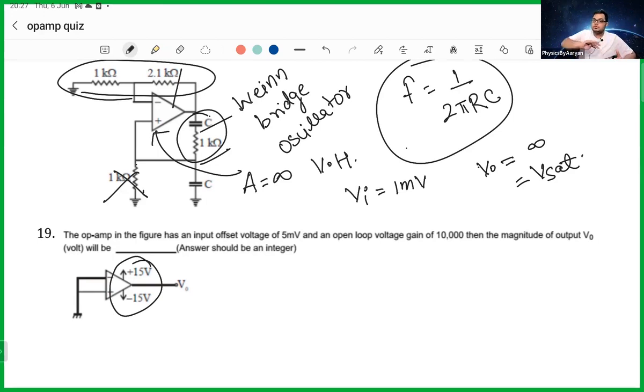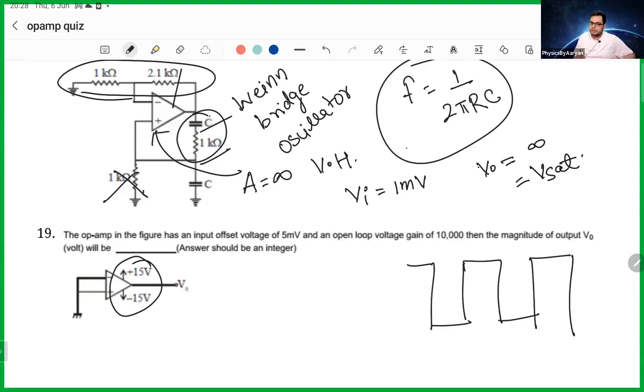So the voltage cannot go to infinity, so it will go to V saturation. When the input is positive, it is positive saturation, and when the input is negative, it is minus saturation. So it will just keep oscillating between plus saturation and minus saturation. So it becomes an oscillator, oscillating between two voltages, V saturation and minus V saturation. This will be your graph. That is why it is known as a Wien bridge oscillator. Yeah, that is roughly the idea.